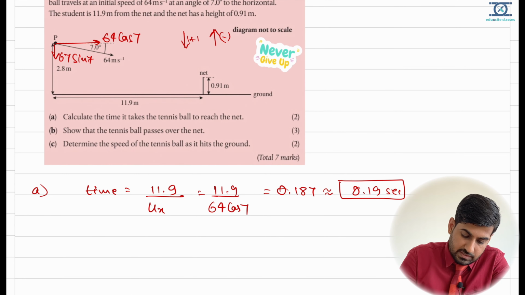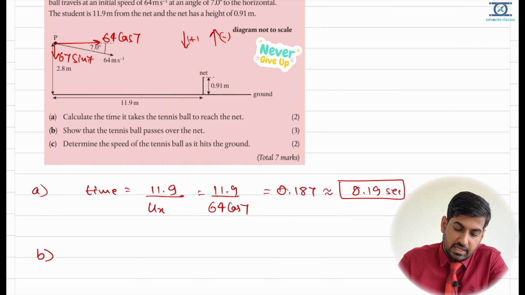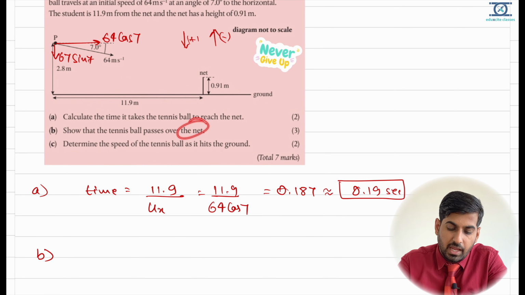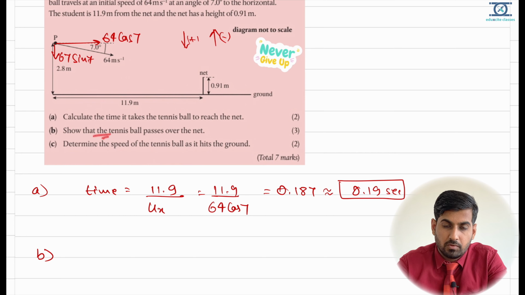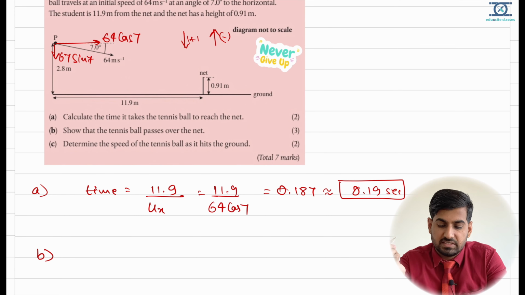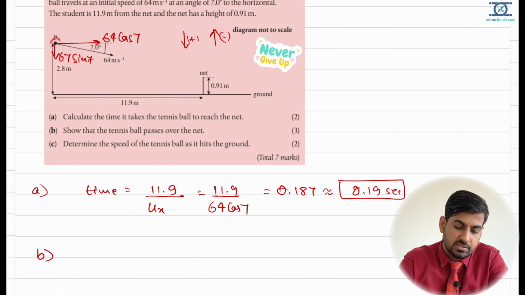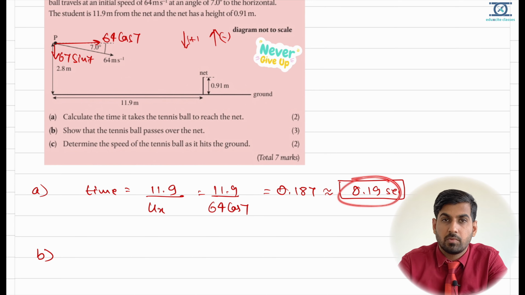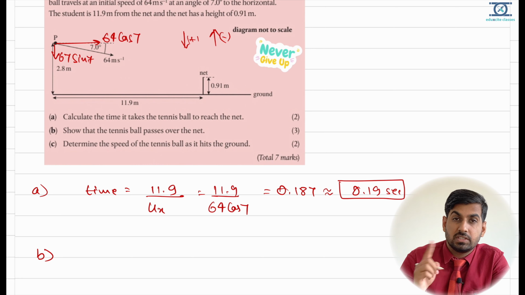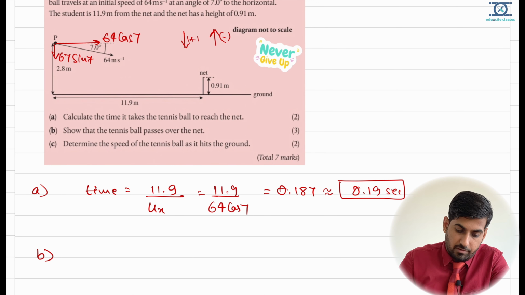Okay, quite easy. B part: show that the tennis ball passes over the net. Whenever you get this type of question, whether it passes the wall or the net, always work out how much displacement it will cover in this amount of time, and then compare the values. We also did this in the previous question, if you had paid attention and watched the complete video.